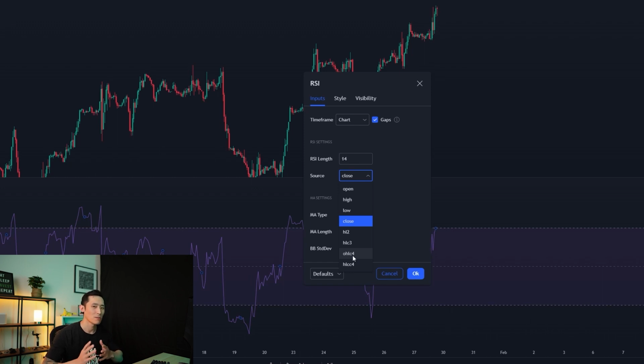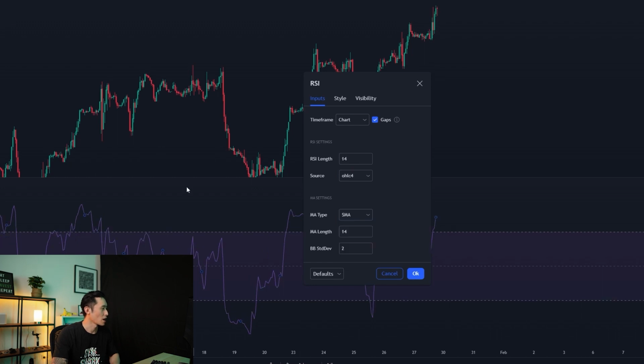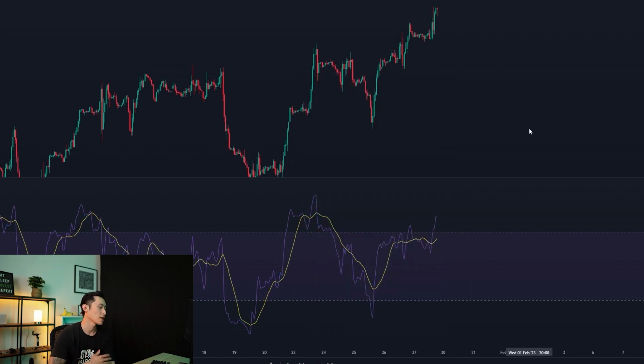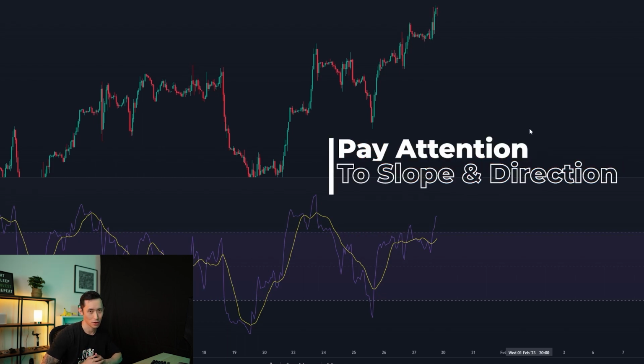The other way to eliminate noise is to actually add on the moving average. And you can do that in the settings as well by going to the Style tab and checking the RSI based MA box here. As you can see, the RSI has a lot of deviations above and below the moving average. So to cut out noise, it's important to look at the overall slope of the moving average and also the direction.